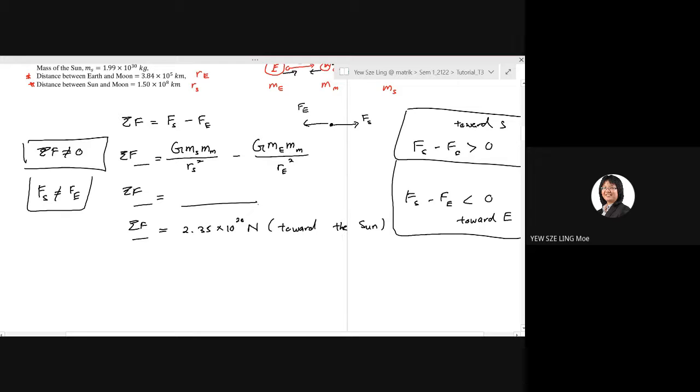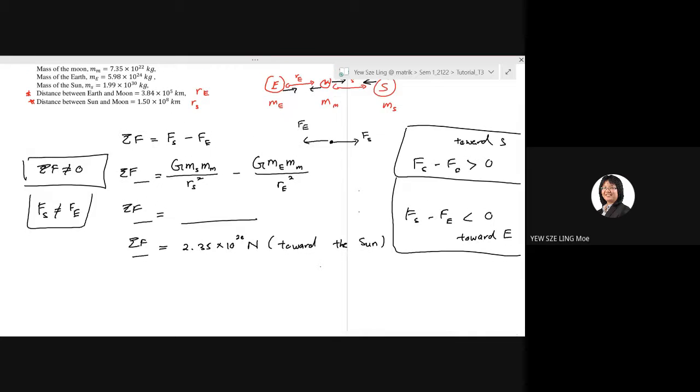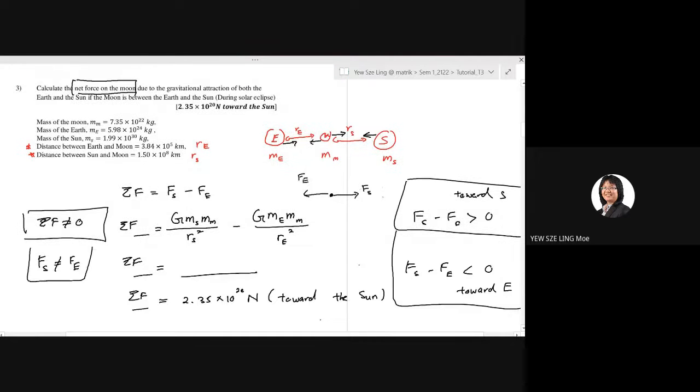So this question is very similar to the previous questions. The difference is that now you have a non-zero value. Right? So I'll give you two more minutes to take notes.